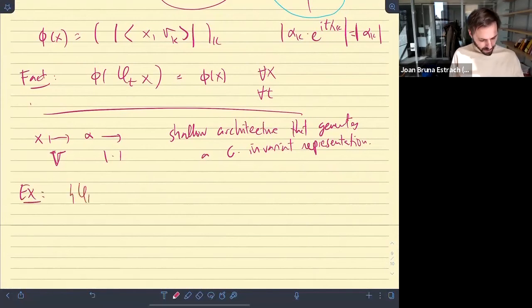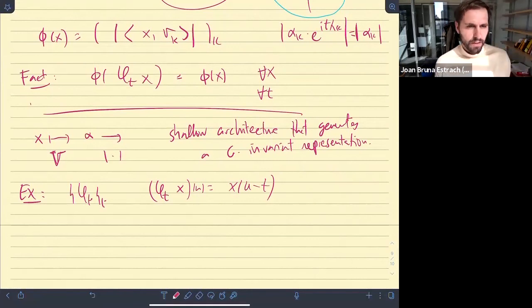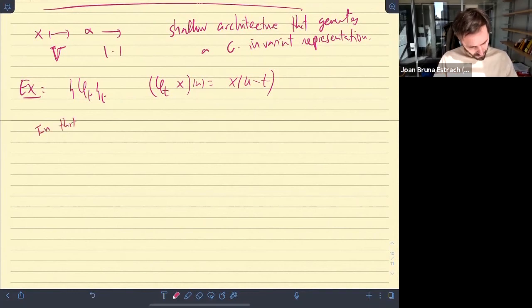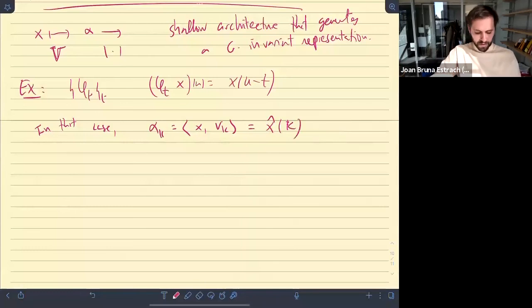To give an example from that class, let's take phi_t of x to be just applying the translation. With translations, you can verify that they define a one-parameter group that is unitary. In that case, you can verify that the self-adjoint operator diagonalizes in the Fourier basis. So alpha k, the product between x and the eigenvector v_k, is precisely the Fourier transform at frequency k.